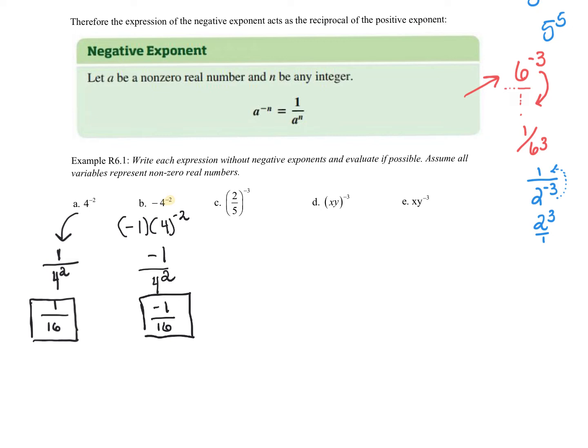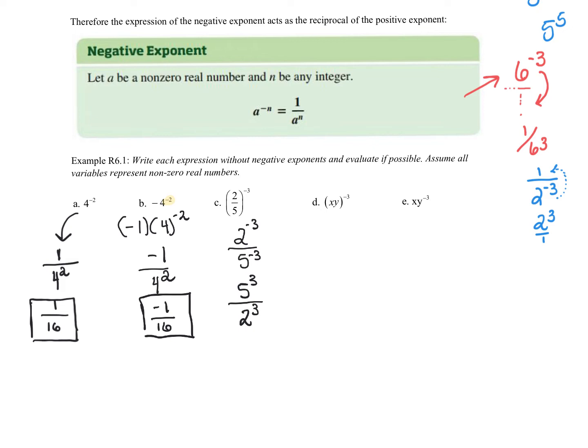Letter C, first of all, when you have a fraction and they have a power outside, they both get the power. So I get 2 to the negative third over 5 to the negative third. They both have negative powers, so I need to flip-flop them. So the 5 comes to the top and its power becomes positive. The 2 goes to the bottom, and its power becomes positive.